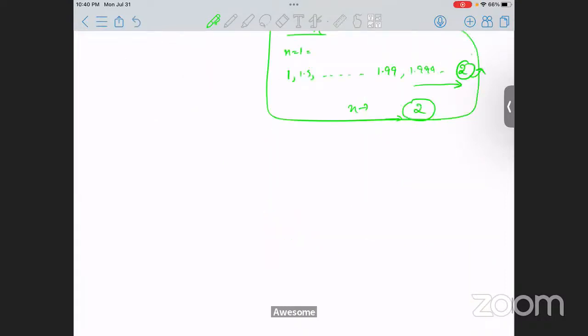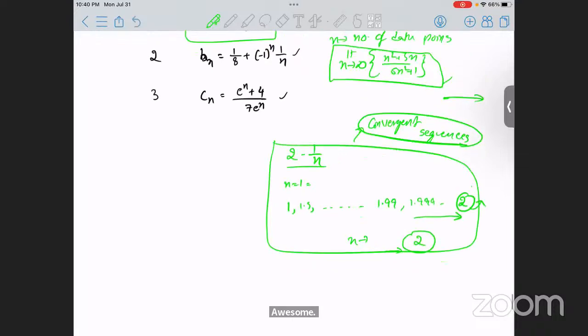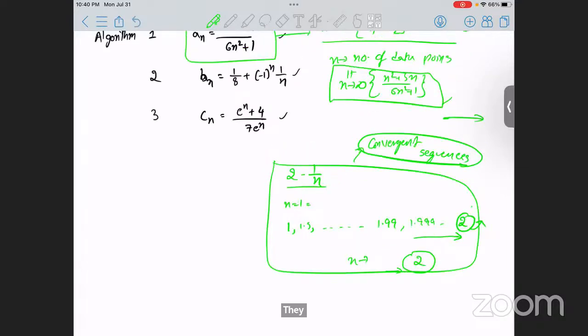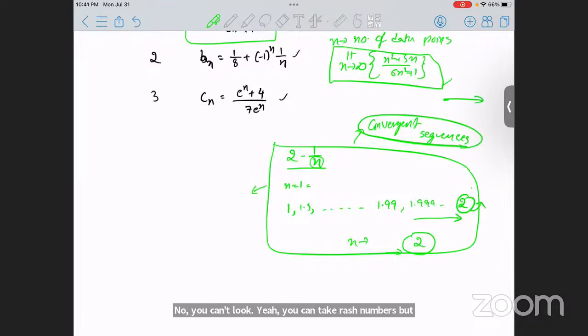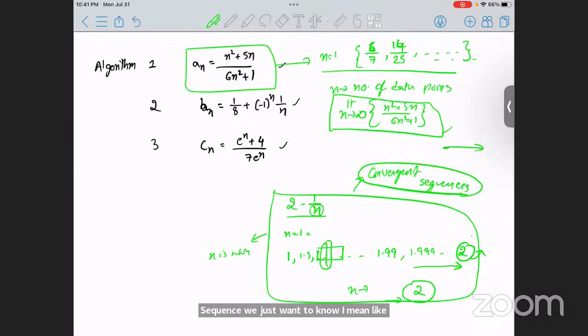Sir, I have a doubt. In sequences, why do we not take the value of n as rational numbers? You can take rational numbers, but it is not preferred because when n is rational, it will be in between these two only. It doesn't make any sense practically. We only take natural numbers most probably.